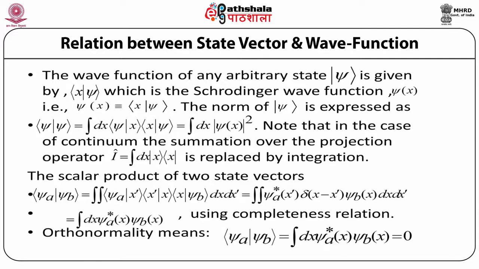And we also define what is meant by orthonormality. So, orthonormality means that if we take the scalar product of the two state vectors, bra vector psi a ket vector psi b is equal to integration over dx psi a x star psi b x, this is equal to 0 for all state vectors psi a and psi b where a is not equal to b.